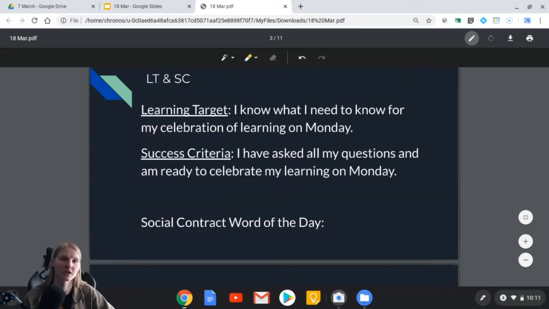Our learning target and success criteria for today, or what would have been for Friday: I know what I need to know for my celebration of learning on Monday, and you have asked all your questions and are ready to celebrate your learning on Monday. So, joke's on us, we didn't have the quiz on Monday, and we will not have a graded quiz for this section of Chapter 9, but you're going to have a practice test for homework, and in the notes for tomorrow, there will be a quiz.